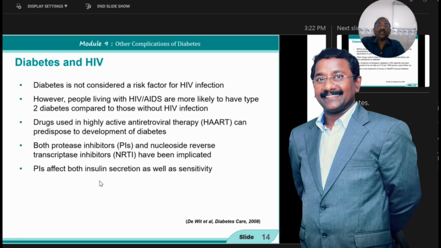Drugs used in highly active antiretroviral therapy, HAART, can predispose to the development of diabetes. Both protease inhibitors and nucleoside reverse transcriptase inhibitors, NRTIs, have been implicated here. Protease inhibitors affect both insulin secretion as well as sensitivity.